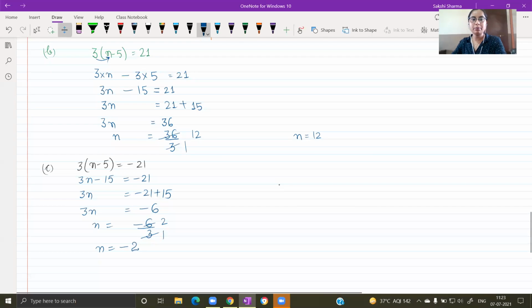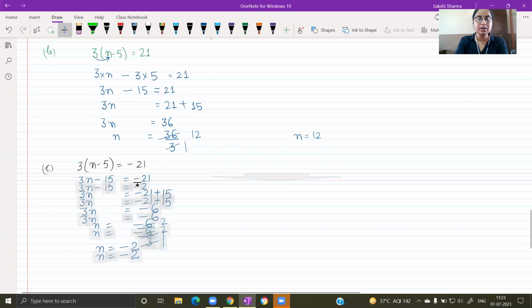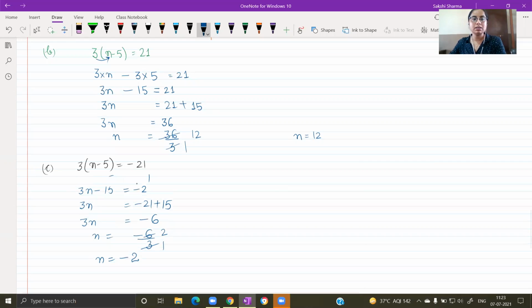Those who still have problem, they can actually write down one step here where they are showing the multiplication with 3. Let's just write this down. So when you apply distributive property, 3 multiplied by n minus 3 multiplied by 5. Ekampreet, beta, can you tell me where?